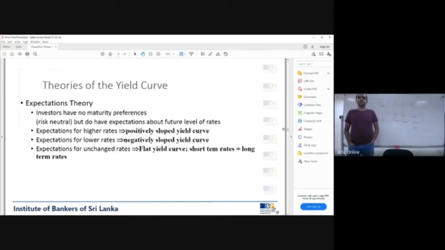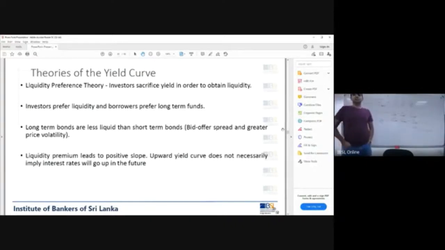So you get an upward or positively sloping yield curve. Expectations for lower interest rates will lead to a negatively sloped yield curve. If you expect the economy to slow down and interest rates to go down, then you will want to borrow short term, lend long term. So long term supply increases and short term demand increases. You'll end up with a negatively sloped yield curve. Expectations of unchanged rates will lead to a flat yield curve. The short term rates will be equal to long term yields.